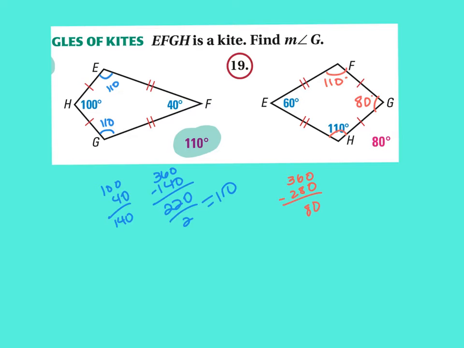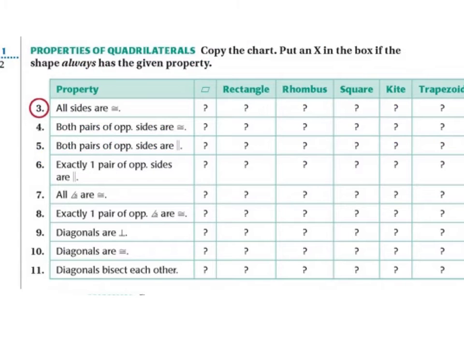So the angles that are congruent to each other in a kite are the ones where 1 tick mark meets 2 tick marks, not where the same tick marks meet each other, not where the consecutive sides meet each other. Questions so far? Okay, this is the chart that's in 8-6.